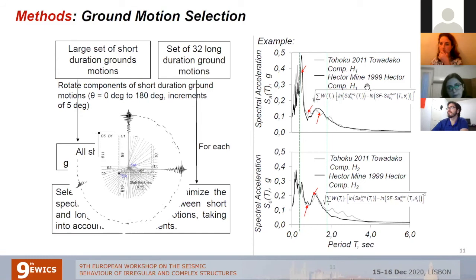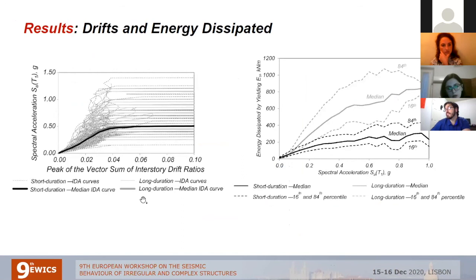So we performed IDA analysis for the set of short duration ground motions and for the set of long duration ground motions. And here we have the IDA curves, the median, all the IDA curves plus the median IDA curves. And here we don't identify an effect of long duration ground motions.